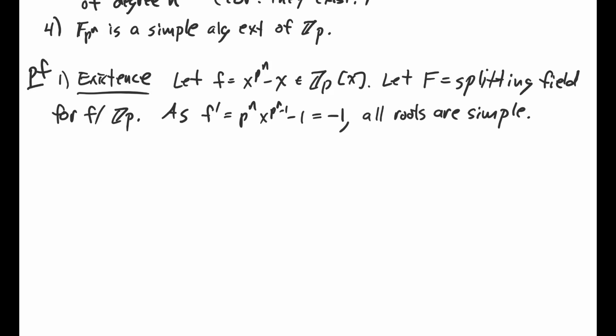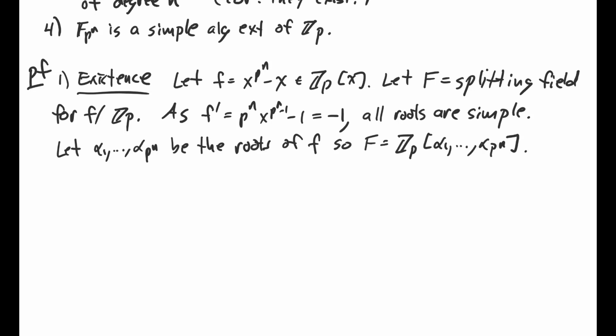All right, let's start with the little bit of calculus we do in this class. Let's take the derivative, f prime. The p to the n comes down. p is 0, so the derivative is minus 1. This doesn't have any roots, so in particular f can't have any repeated roots. So all the roots of f are simple, which means they're all distinct, so there are actually p to the n roots. All right, so label them in any order, alpha 1 to alpha p to the n. Those are the distinct roots of f. They're p to the n of them. And we know since F is a splitting field, it's actually Z mod p with those roots attached.